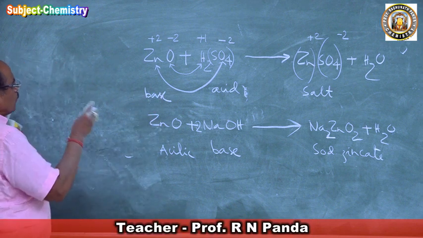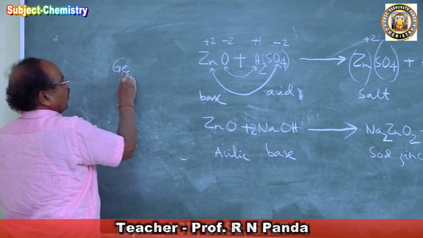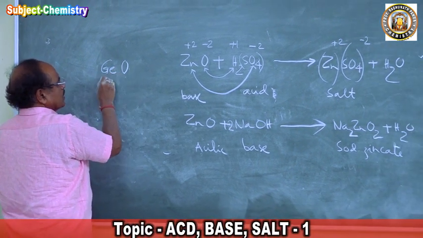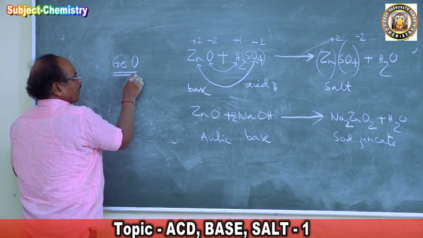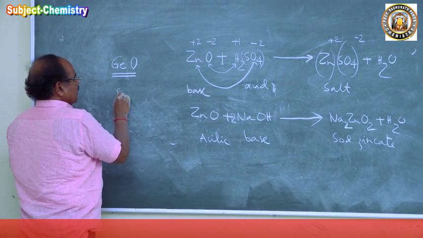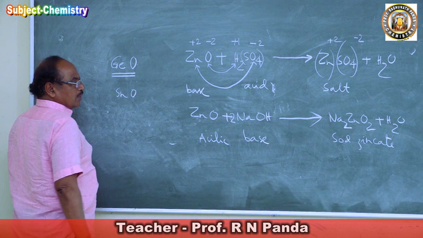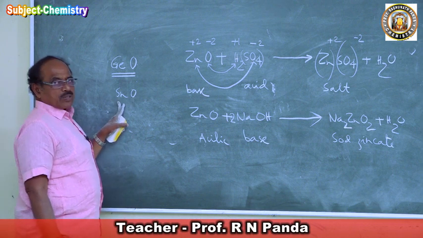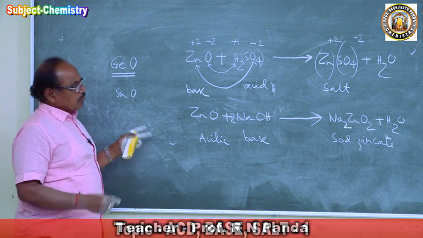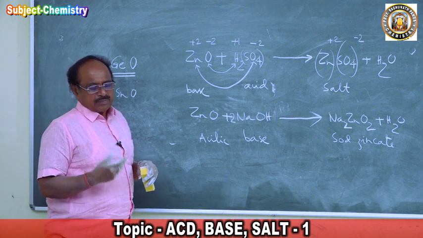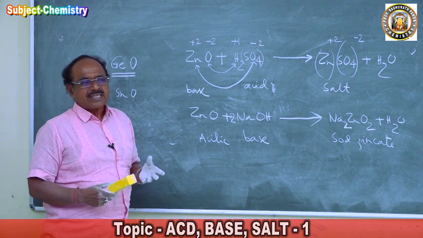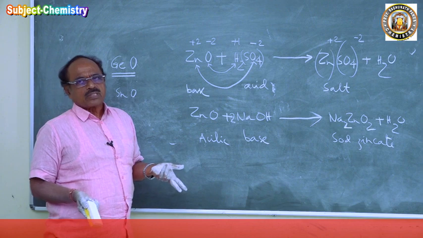Now if you come to group 4, germanium forms germanium oxide, which is also an amphoteric oxide. Tin oxide, SnO, is also an amphoteric oxide. So those elements that are electronegative form these. There are a few amphoteric oxides.